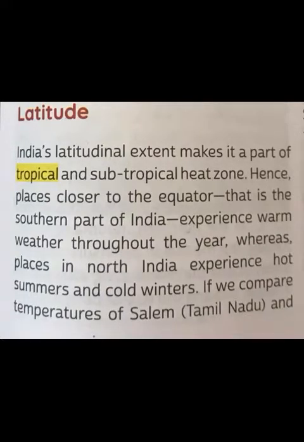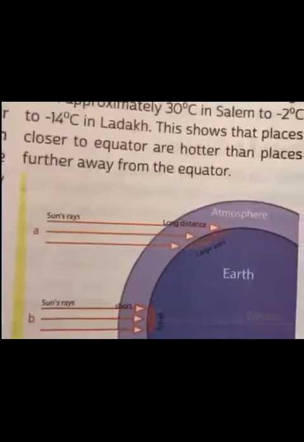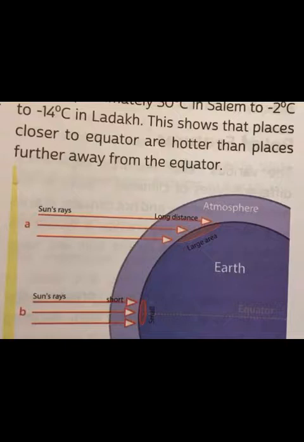If we compare temperatures of Salem, that is in Tamil Nadu, and Ladakh, in December we find they range from approximately 30 degrees Celsius in Salem to minus 2 degrees Celsius to minus 14 degrees Celsius in Ladakh. This shows that places closer to the equator are hotter than places further away from the equator.